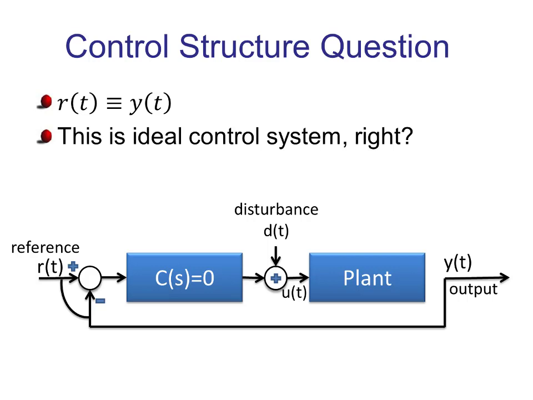Now, I propose the following system. You have a system which is the controller C of S, and it equals zero, it just multiplies by zero, everything comes in. It's connected to something, to the disturbance, to the plant as usual, but instead of doing feedback from Y, I disconnect Y and connect it to the feedback loop to R, like making a wire. Obviously what you will measure on Y is R of T, right? By definition. So is that an ideal system?